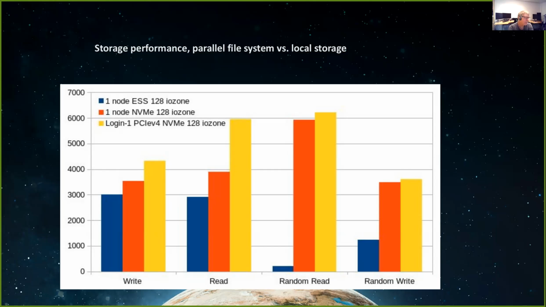The login node has PCI Express version 4 on the NVMe RAM, so it's slightly faster. And the normal compute nodes have less performance on the NVMe. Random read is interesting because they are actually exceeding the bandwidth. So it shouldn't be able to do that.